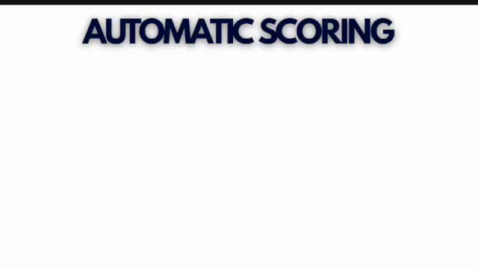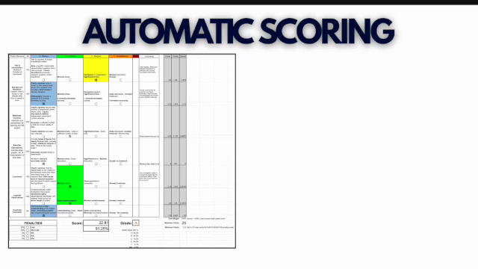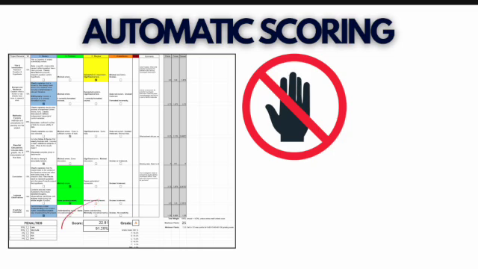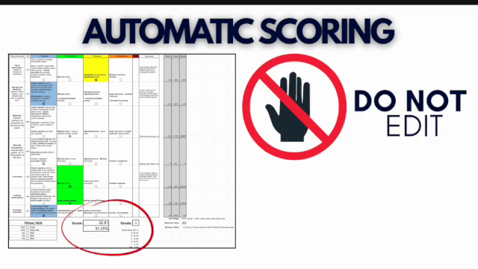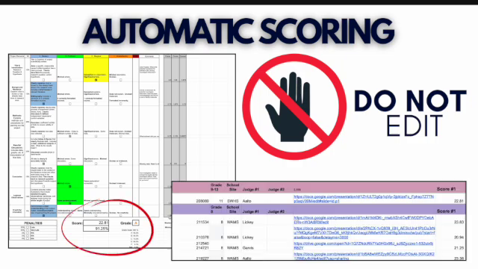Automatic scoring. When you select a performance level, the points will calculate automatically. You do not need to calculate anything manually. Please do not edit any formulas or cells outside of the selection boxes. Only click the appropriate performance level for each category. At the bottom of the rubric, the total score will automatically calculate and populate on the summary sheet. There is nothing additional you need to submit within the spreadsheet.